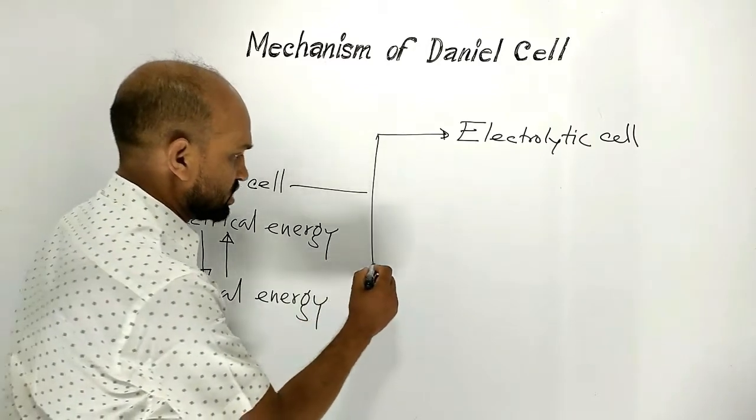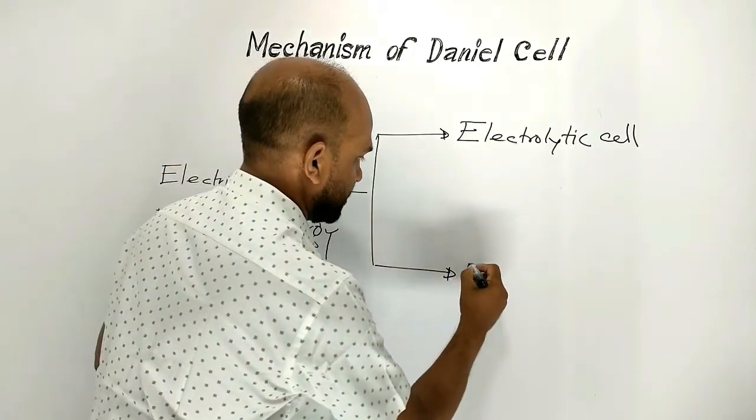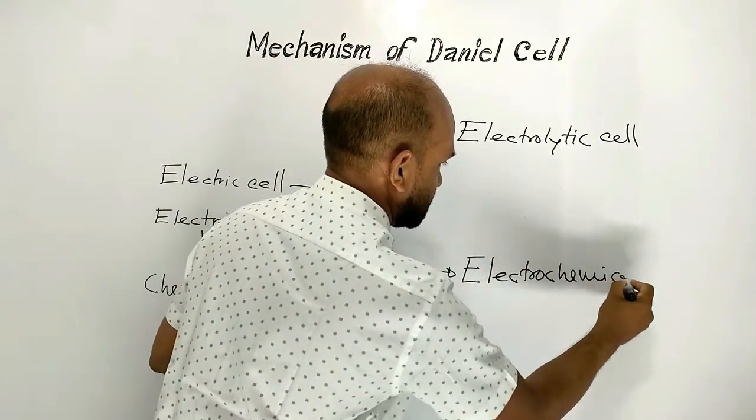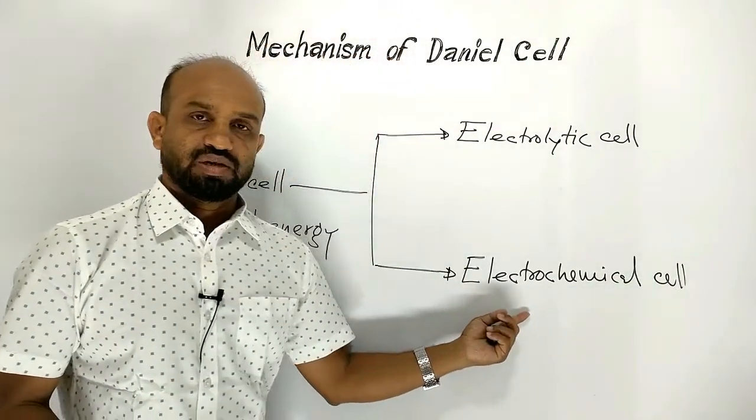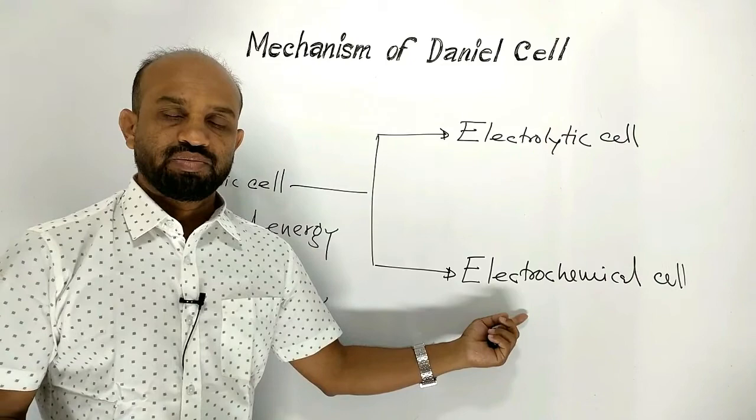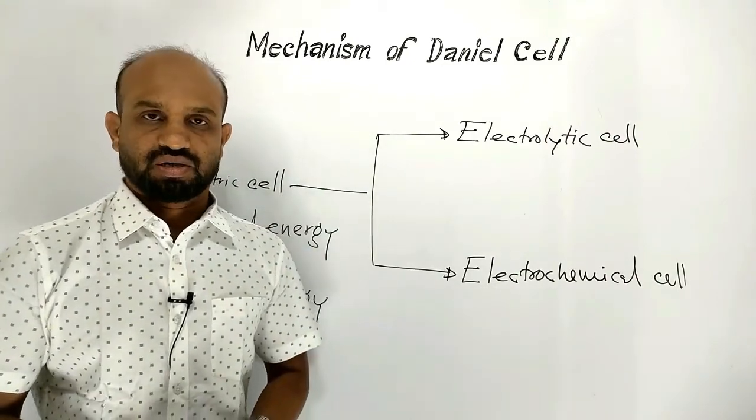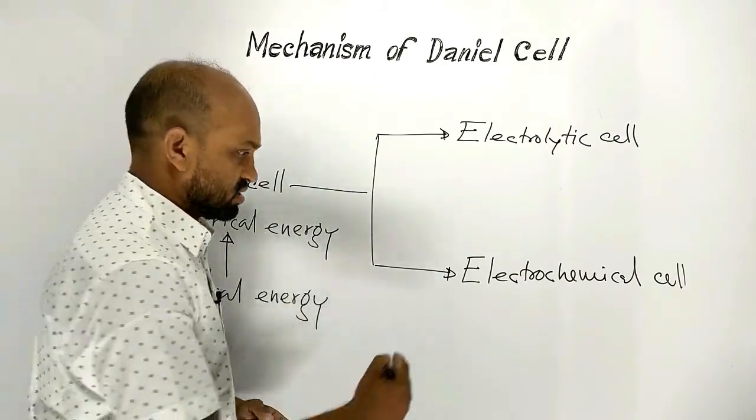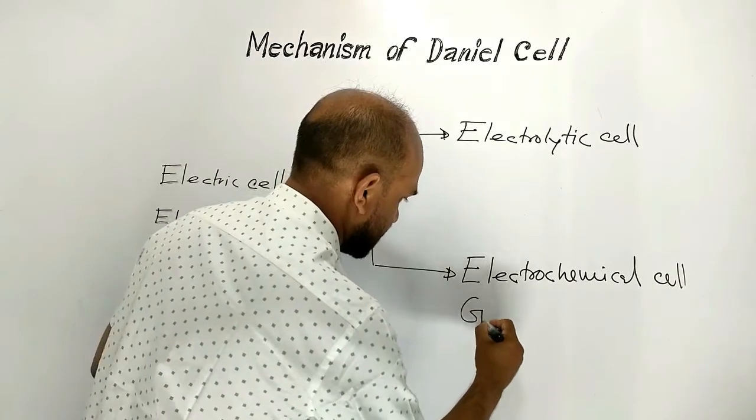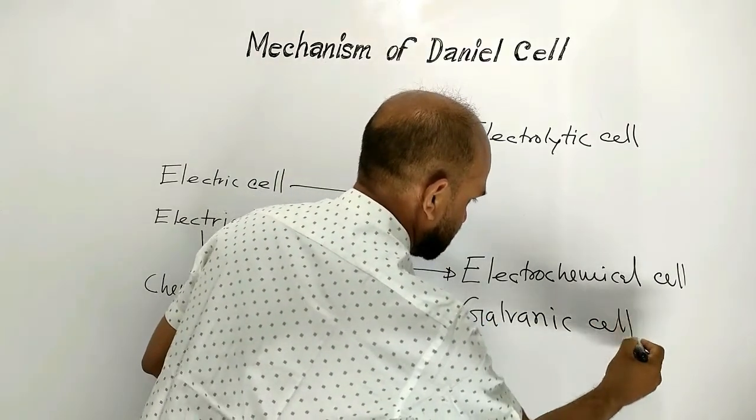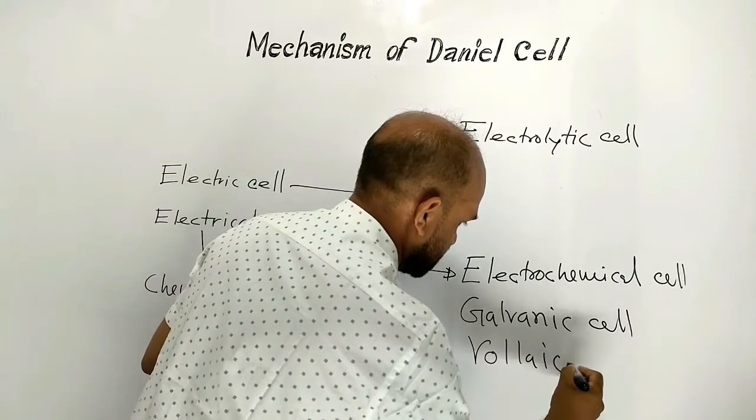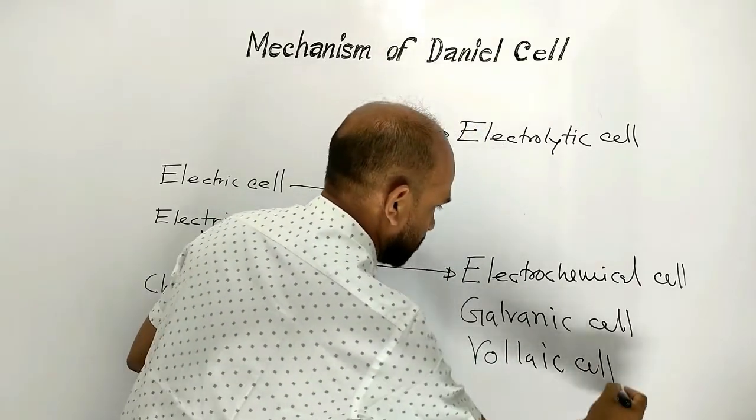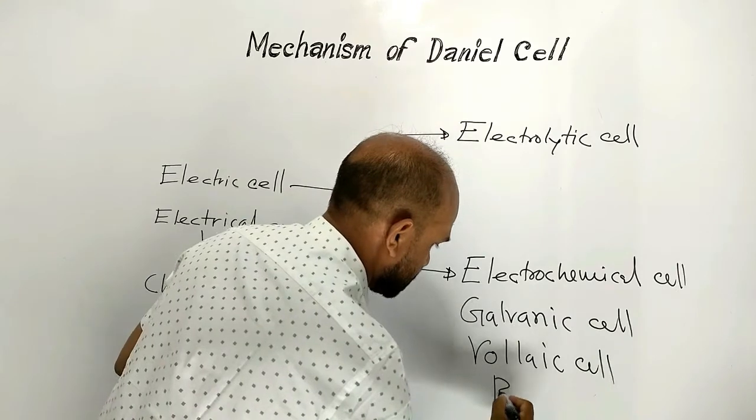And the second one is the electrochemical cell. An electrochemical cell converts chemical energy into electrical energy. This is sometimes called a galvanic cell, sometimes called a voltaic cell, or simply it is called a battery.